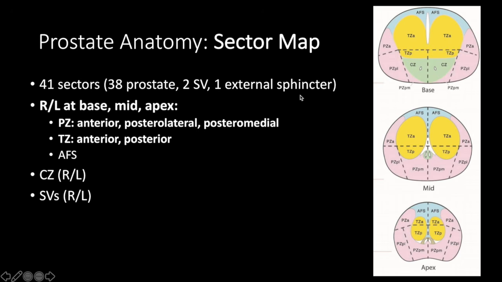If these numbers and this sector map looks too confusing, again, just simplify it. For the vast majority of lesions, you're just going to need to know how to split up the TZ and PZ. Again, the TZ into two with the anterior and posterior at each level, and then the PZ with the anterior, posterior lateral, and posterior medial at each level.